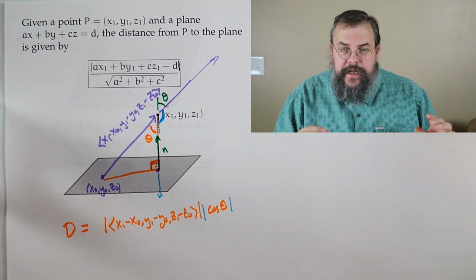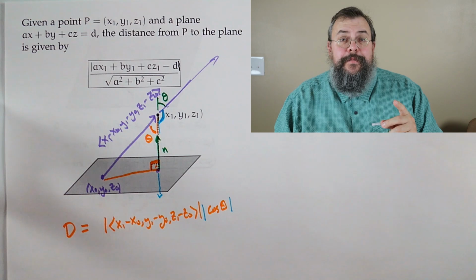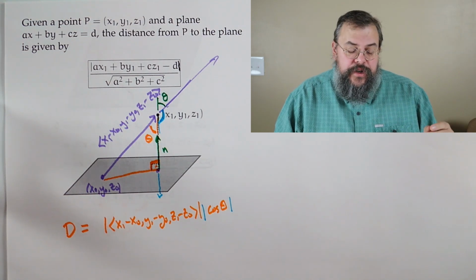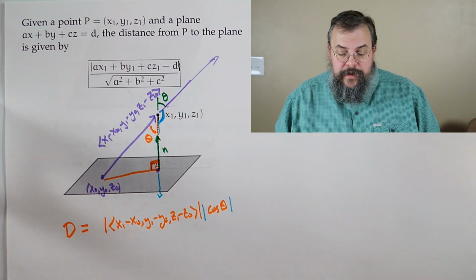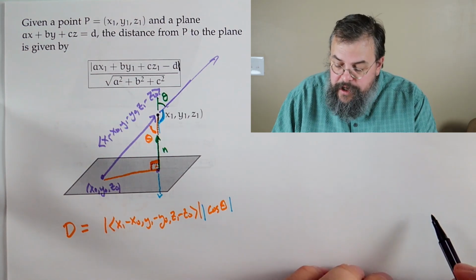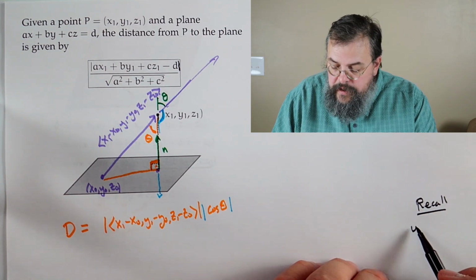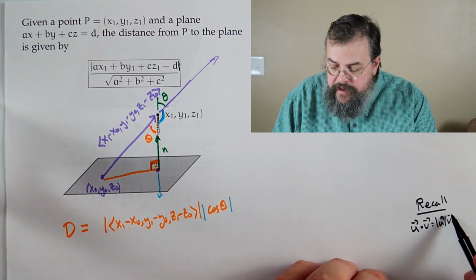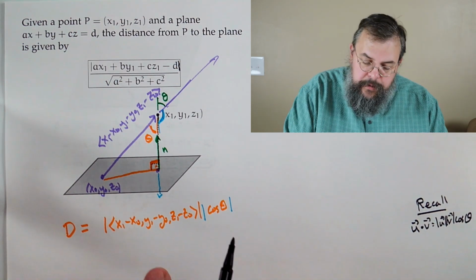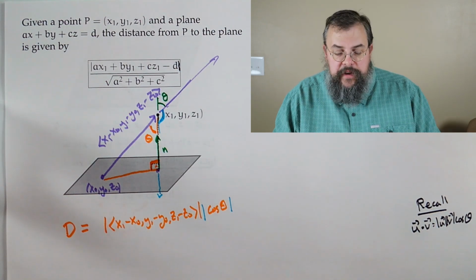So now we start saying, okay, where did cosine show up? Well, it did show up, and the place it showed up is inside of the dot product. So let's do a little side note. Recall that u dot v was magnitude of u, magnitude of v, cosine theta. So we have a magnitude of the vector, the cosine of the angle. We just need the magnitude of the other vector.